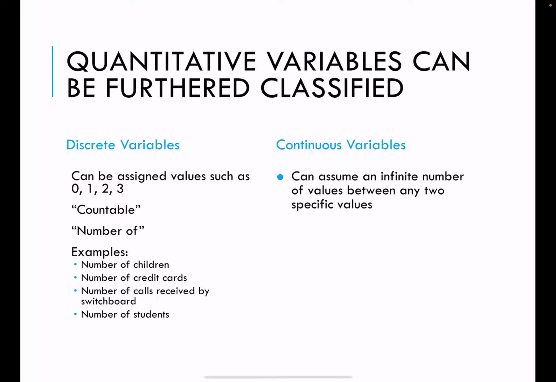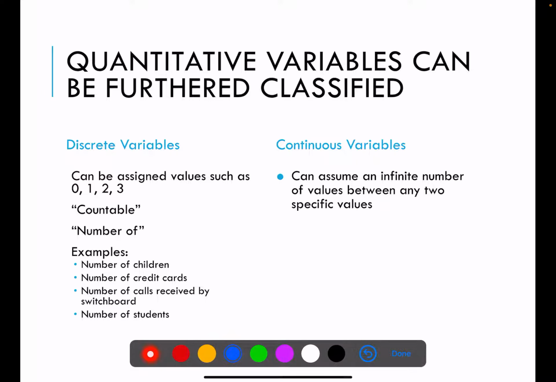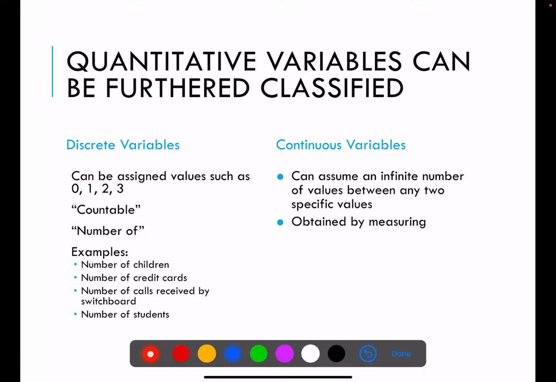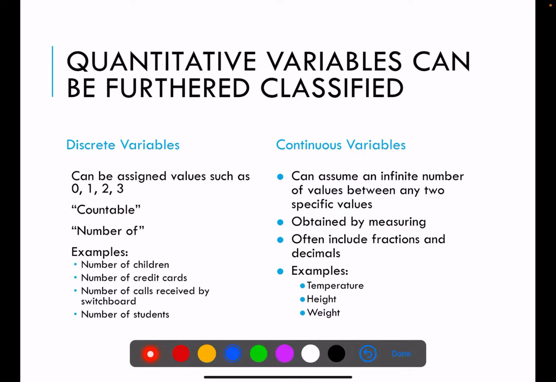Continuous variables can assume an infinite number of values between any two specific values. You can obtain them by measuring. They often include fractions and decimals. For example, the temperature, the height, and the weight, they're all measured and they can contain decimals. So they are continuous variables.